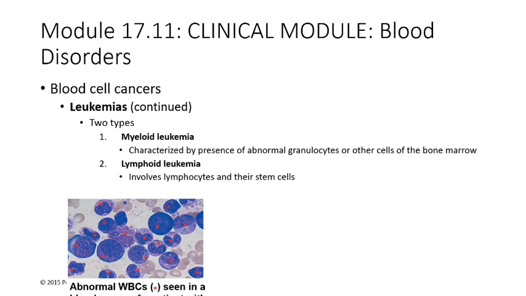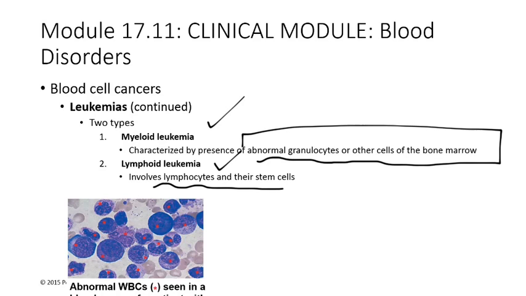So there are two different types of leukemias, myeloid and lymphoid. So this tells you a little bit about it. If it's a lymphoid leukemia, you know it's going to be just the lymphocytes or their precursor stem cells. If it's a myeloid leukemia, it's going to be any of the other cells that are made, perhaps the granulocytes or megakaryocytes or the red blood cells.